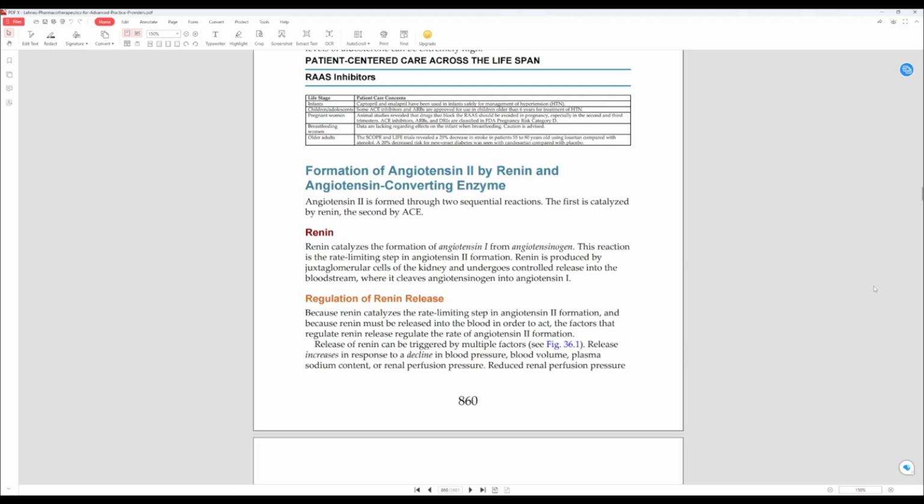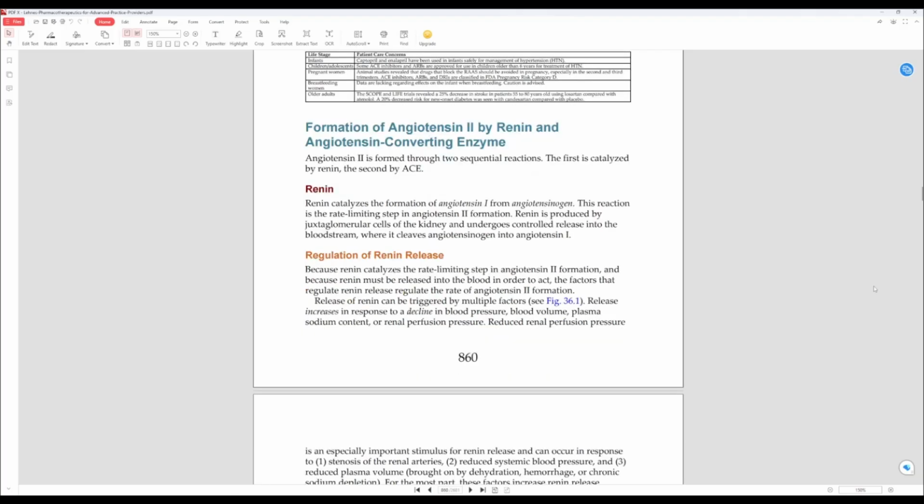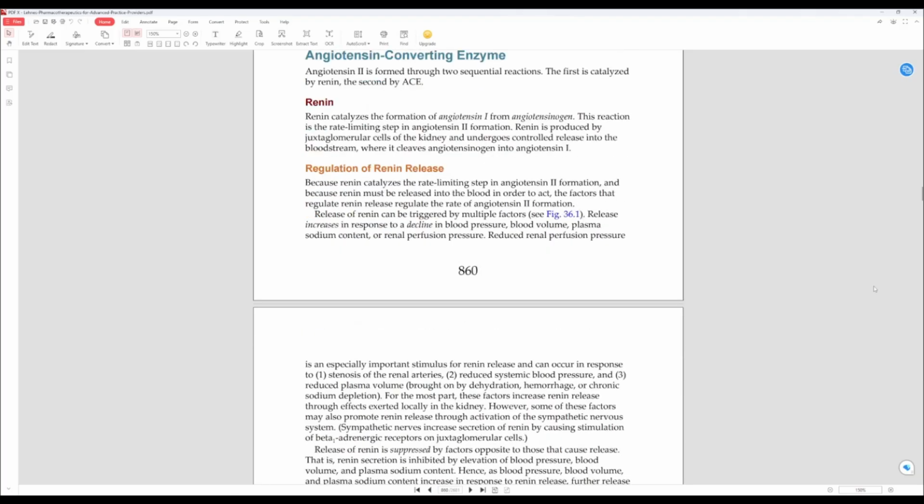So, speaking on the formation of angiotensin II by renin and the angiotensin-converting enzyme, or ACE. Angiotensin II is formed through two sequential reactions. The first is catalyzed by renin and the second by ACE. So we'll talk about renin first. Renin catalyzes the formation of angiotensin I from angiotensinogen.